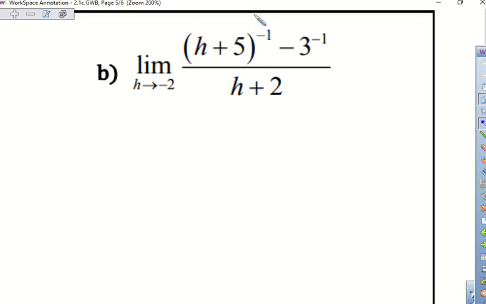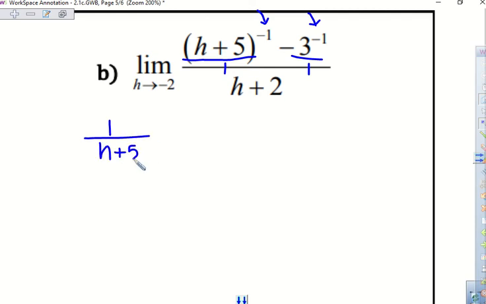Alright, so on this question, the first thing you have to address are the negative exponents. When you have a negative exponent in the numerator and you want to make it a positive exponent, you're going to have to bring it to the denominator. Keep in mind that each of these terms are technically over 1, which means that when I flip them, it's going to become 1 over h plus 5 minus 1 over 3. Okay?